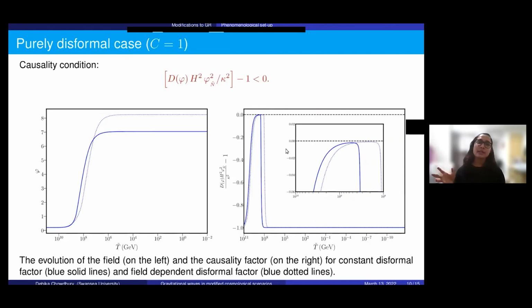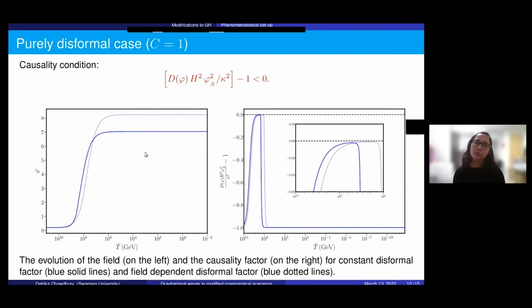Now I will consider, on the other hand, a purely disformal case, where I will put C to 1 and D is not equal to 0. In this case, the causality condition that we had seen before is modified to this form. And I will consider two different types of disformal factors. One is a constant, the other is field dependent, where D is proportional to phi square.